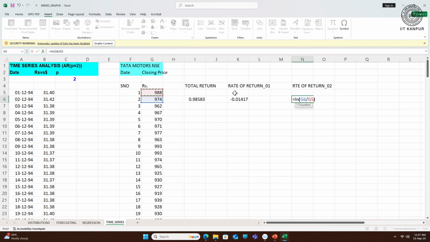So, the difference between rate of return 1 and rate of return 2: rate of return 1 is calculated by the ratio of P2 minus P1 in the numerator divided by P1, while rate of return 2 is given by ln of P2 by P1. Those values would almost be the same if you check. So, now let us copy them.